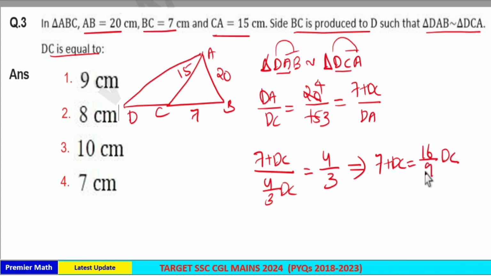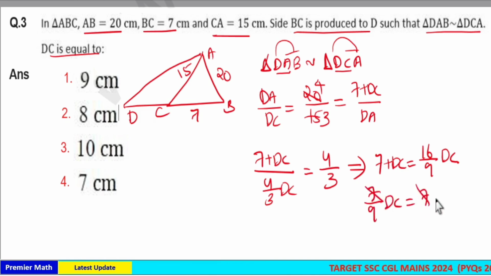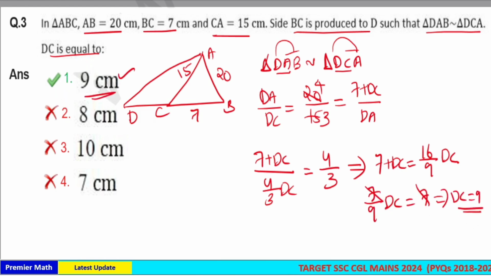16 by 9 minus 1 is equal to 16 minus 9, which is equal to 7. So 7 by 9 DC is equal to 7, which means here DC is 9. Option 1 is your answer.